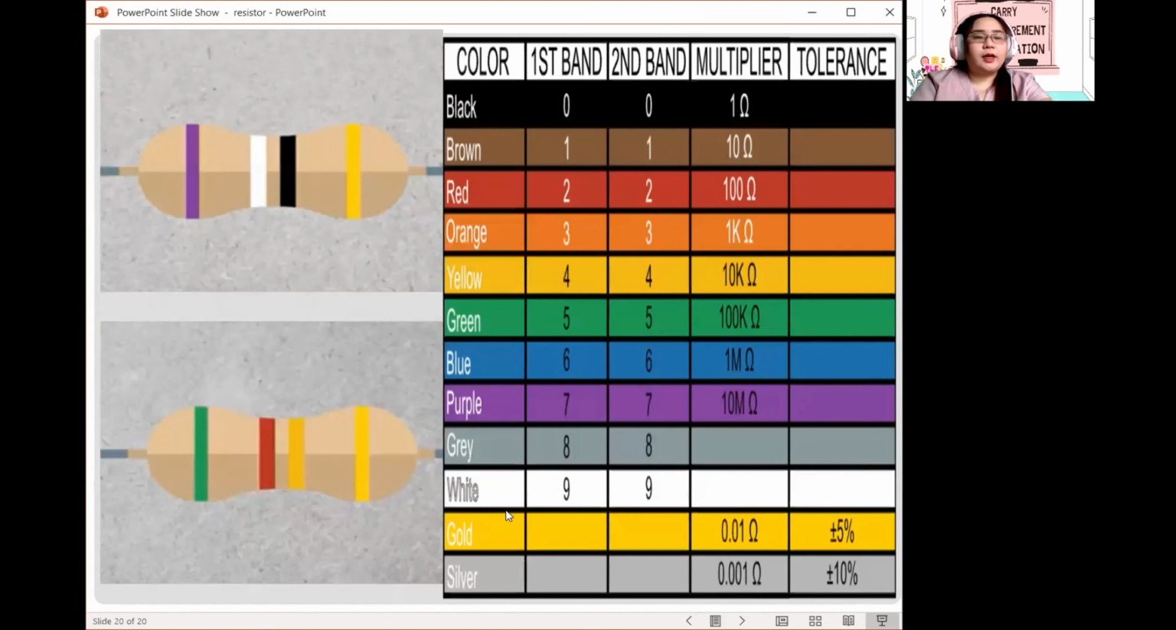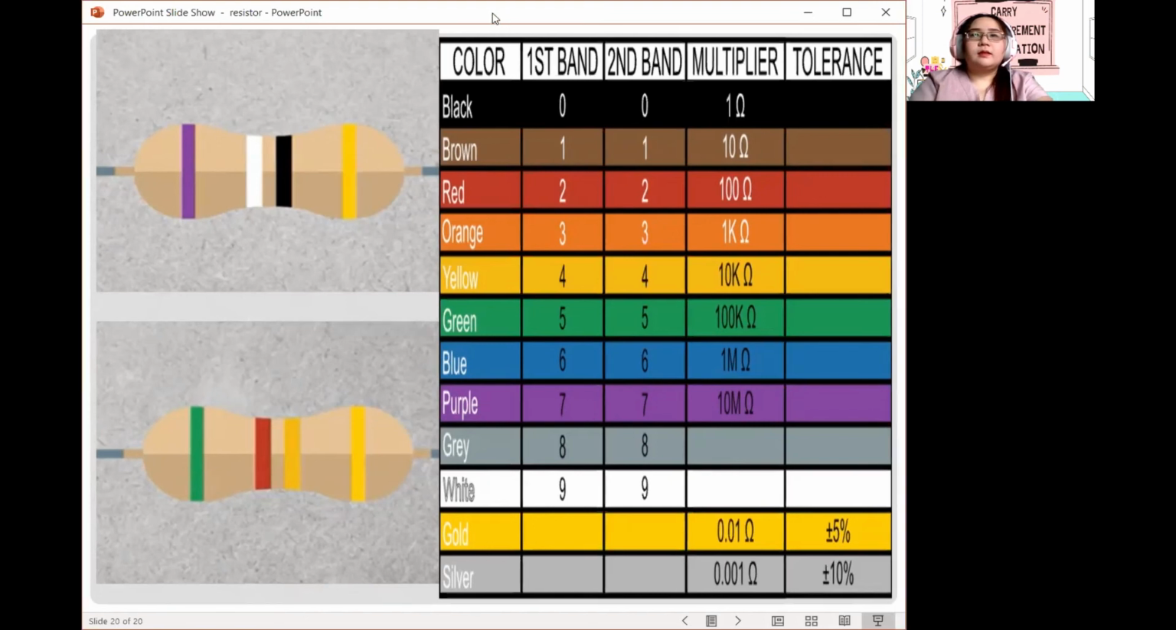Now, I want you to try it at home. We have here purple, white, black, and gold. Another resistor, we have green, red, yellow, and gold. You just get the first band, the second band, then multiply it by the multiplier, then get the tolerance.